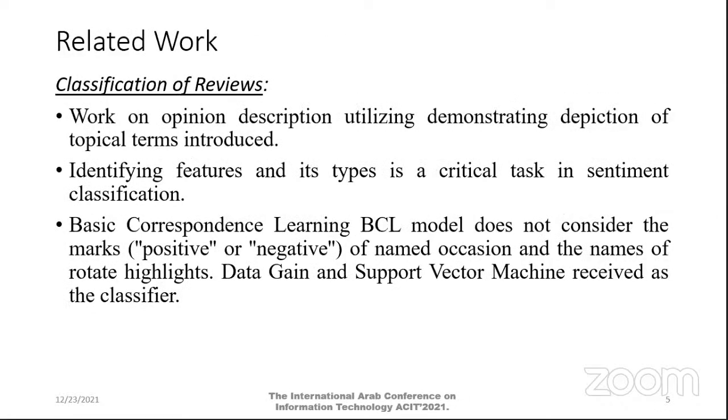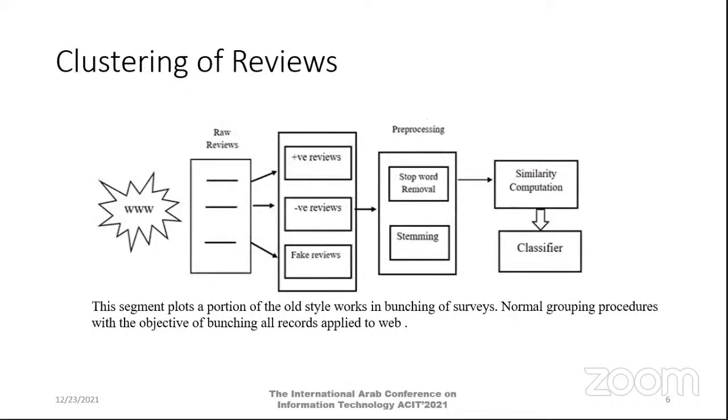So we have identified some related works. First one is classification of reviews. There are many authors who work under this category of classification of reviews. What they did is demonstrate the duplications of topical terms which were introduced. They used the basic correspondence learning BCL model. So he has given the positive and negative, and he supposed to give the support vector machines, which is to classify the reviewers. So these are the process.